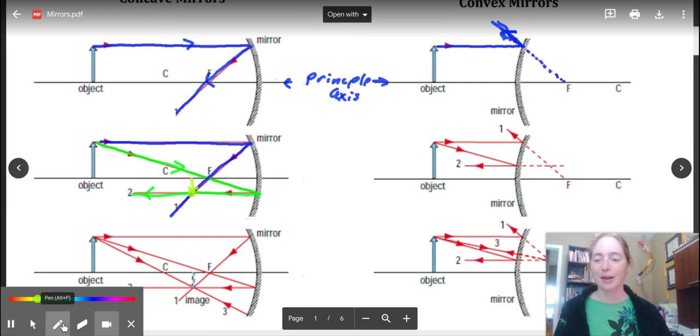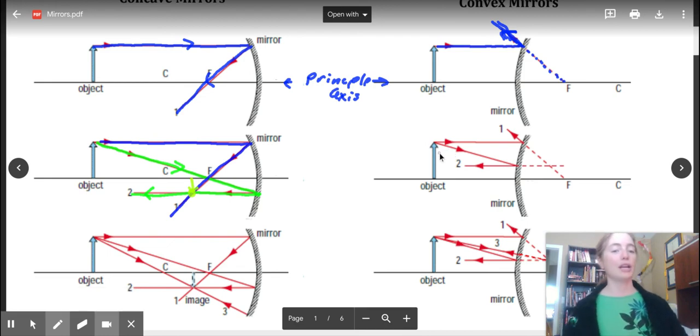Okay. So let's look at our rule number two on a convex mirror. The ray of light is going to appear to go through that focal point. So if you were to extend your ruler, it would look like that. It appears like it's going towards that focal point. So it's then going to reflect off the mirror parallel, because it appears to be coming towards that focal point.